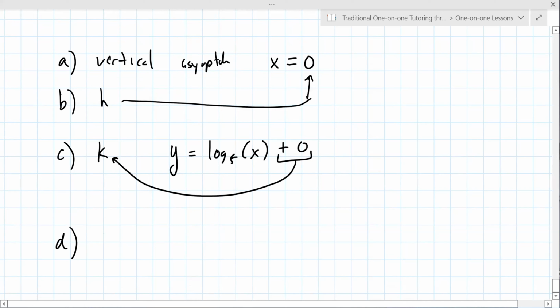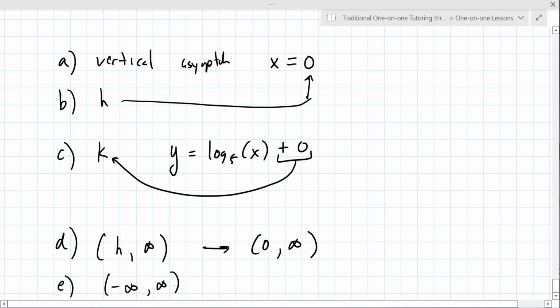Your domain always goes from h to infinity. So you have to put that number in for h. And then part E, the range is always minus infinity to infinity. So I'd like to summarize some of these things, so maybe you can see the pattern between the exponentials and the logarithms. Is that okay? Or do you have other things you'd like us to cover in the last few minutes? No, that's good.